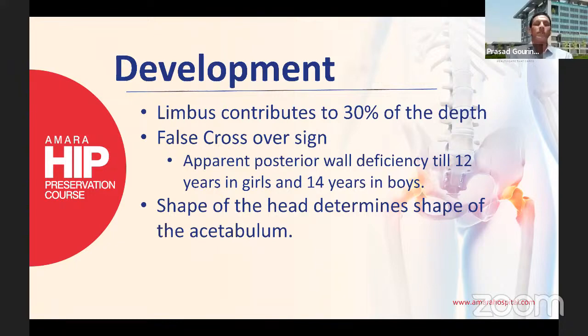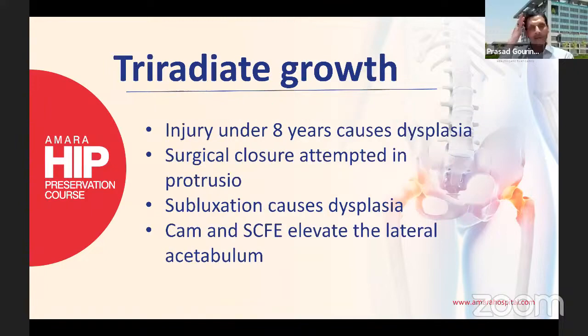Triradiate cartilage is usually open to about 12 years in girls and 15 years in boys. Injury to triradiate cartilage in older children is not going to cause much problems. Injury under 8 years of age can cause what's called post-traumatic dysplasia. Triradiate growth is more important under 8 years of age. And you also don't expect much remodeling after 8 years of age. Most remodeling happens under 4 and some may happen up to 5, but you don't expect any improvement after 8.